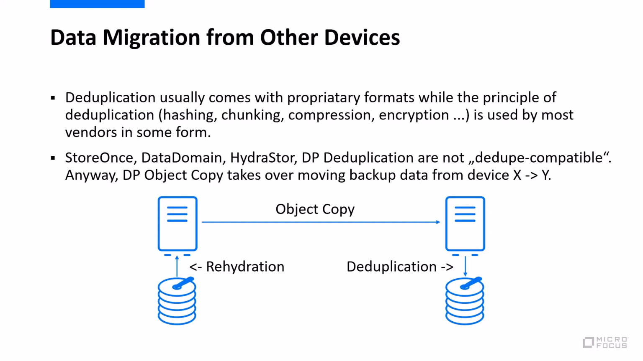The reason for that is that the deduplication itself is not compatible across the industry. There are a couple of principles which are similar, like hashing, chunking, compression, and more. But the way it is handled and the way the data is actually put together and formed into objects is different between the vendors. So therefore, there is no direct object copy or replication technology available, only between two compatible partners.